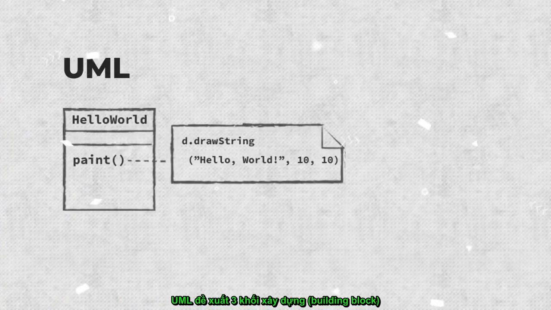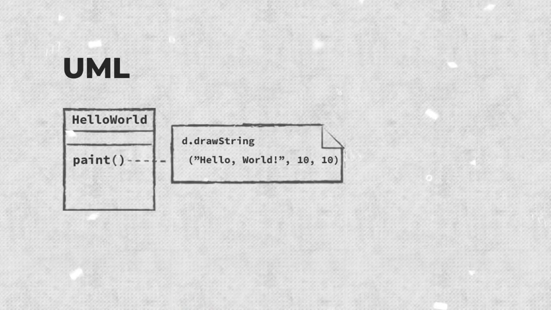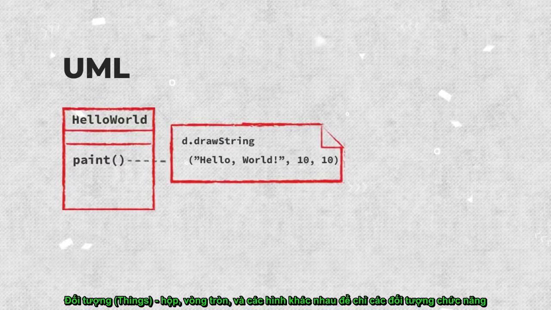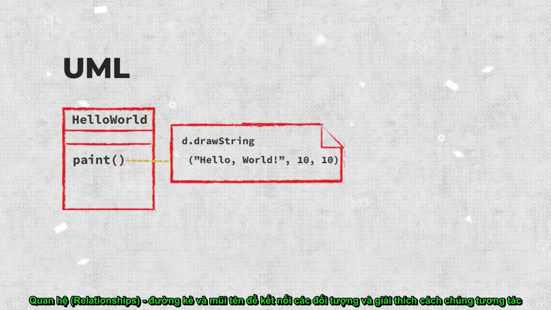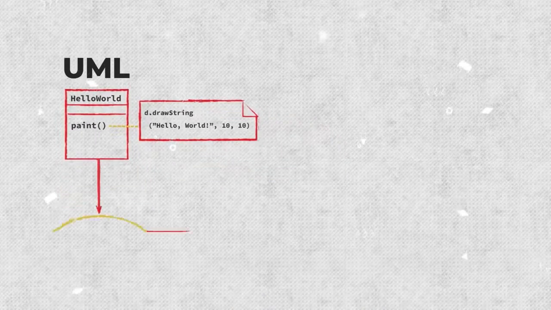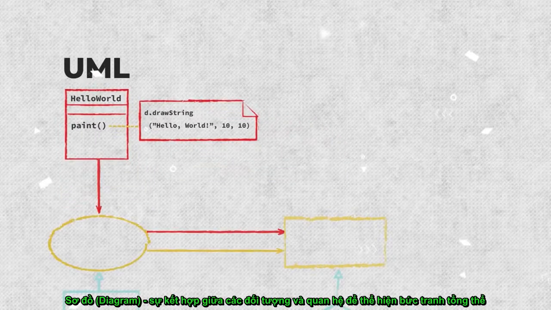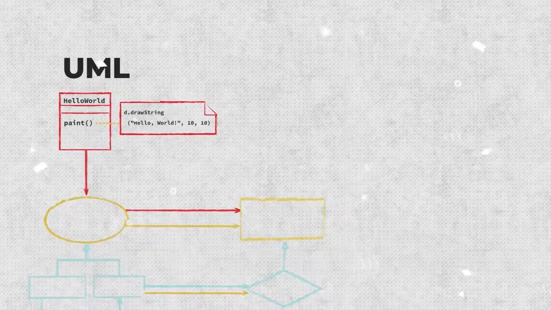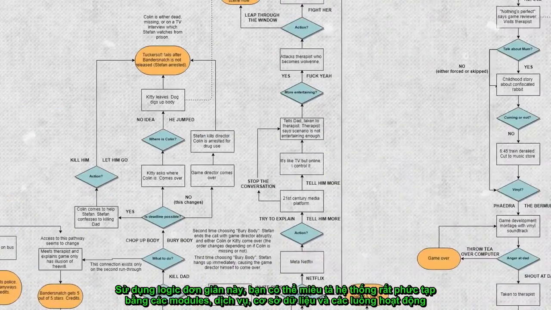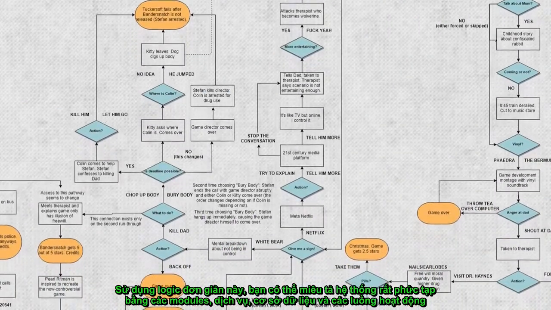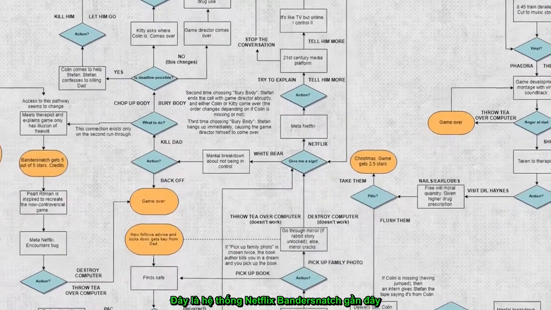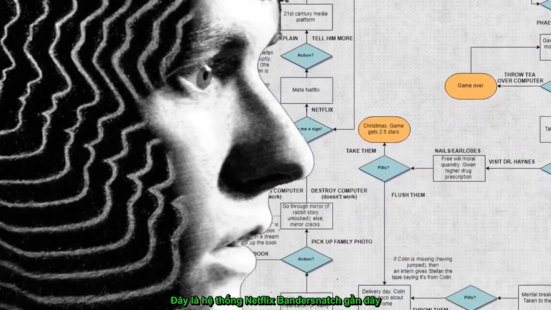UML suggested three main building blocks: things, boxes, circles, and other shapes to show functional objects; relationships, lines and arrows to connect objects and explain how they interact; and diagrams, combinations of these to capture the big picture. Using this simple logic, you can describe very complex systems with modules, services, databases, flows, or even movies. Here's a recent Netflix Bandersnatch.